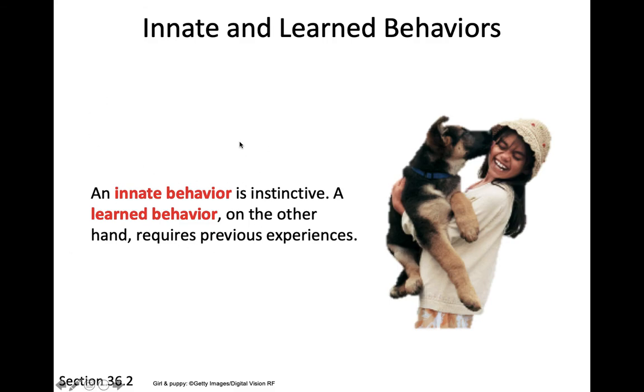Now in humans, walking, drinking, eating, things like that are innate behaviors that are just kind of hardwired into our species, that we just know how to do. On the other hand, learned behaviors are things that you have to have previous experience doing, that you have to be taught, and then you have to practice to get better at over time.